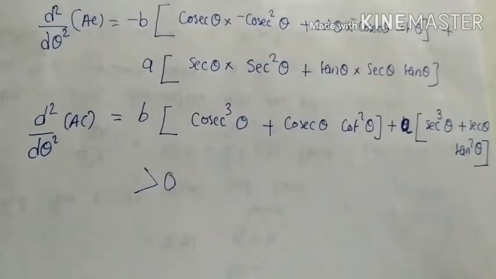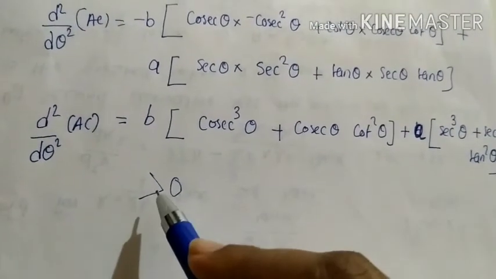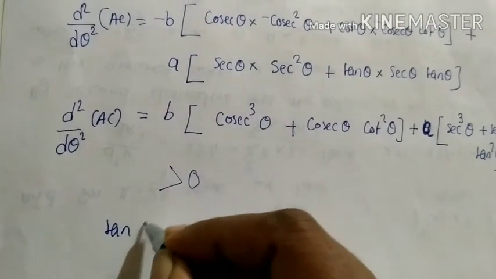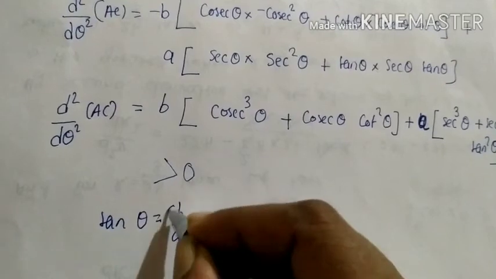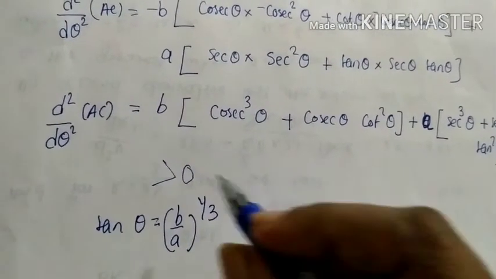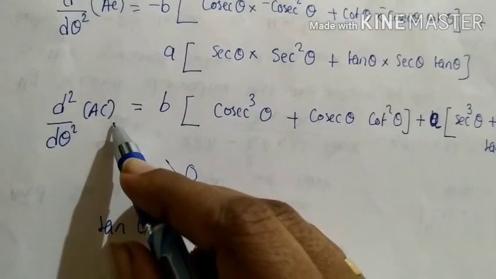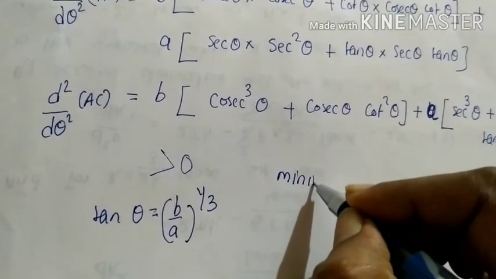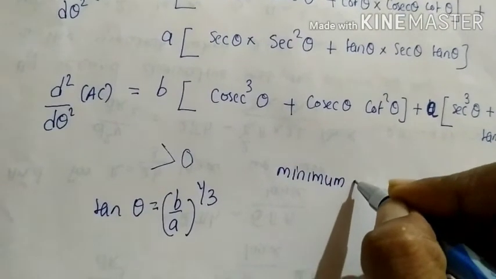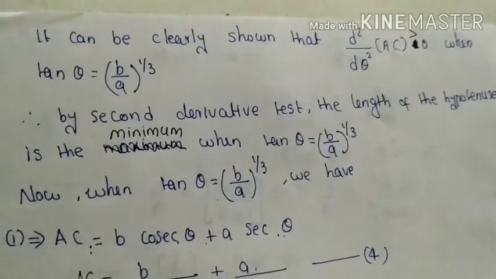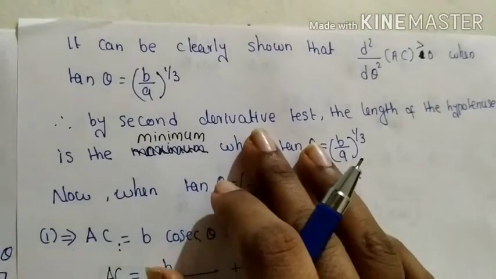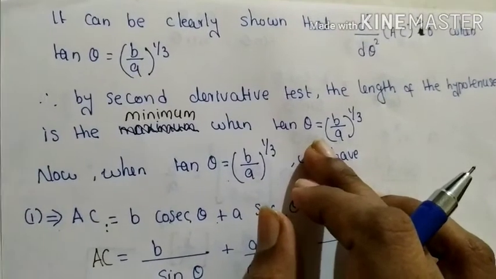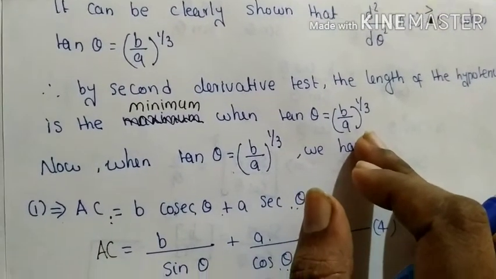Right, the whole term is positive, so we can write that this is greater than 0 when tan theta equal to b by a whole raised to 1 by 3. So if the second derivative is greater than 0, it means the value is minimum. Right. So therefore, by the second derivative test, the length of the hypotenuse is the minimum when tan theta equal to b by a whole raised to 1 by 3.